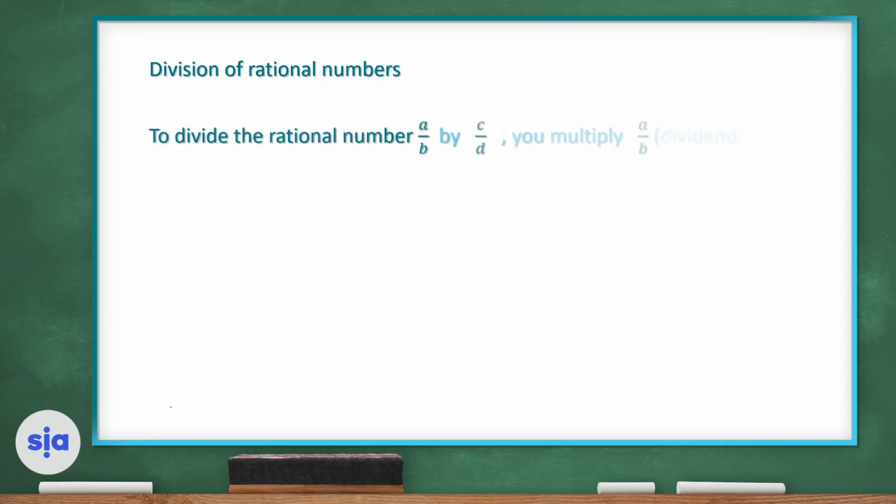In this session we'll be talking about the division of rational numbers. To divide the rational number a over b by c over d, you multiply a over d by the multiplicative inverse of c over d.